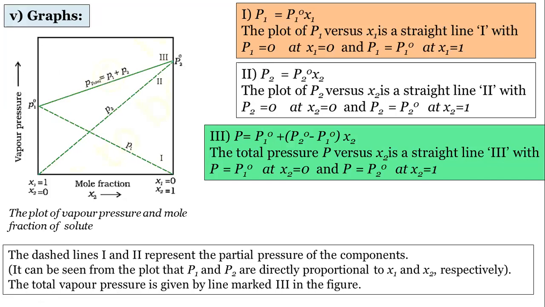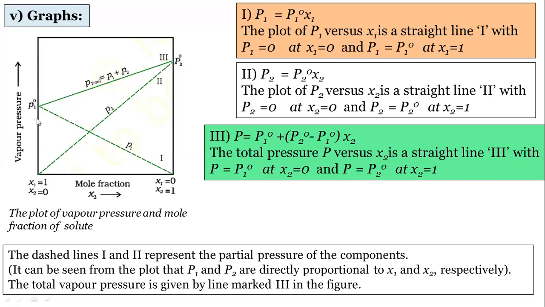So if we can see, this is a graph of vapor pressure and mole fraction given here. Actually, there are two graphs. This is one graph like this one, and this is a second graph. Two graphs are mixed together. This is vapor pressure on the y-axis, and this is mole fraction. There are two components, x1 and x2.